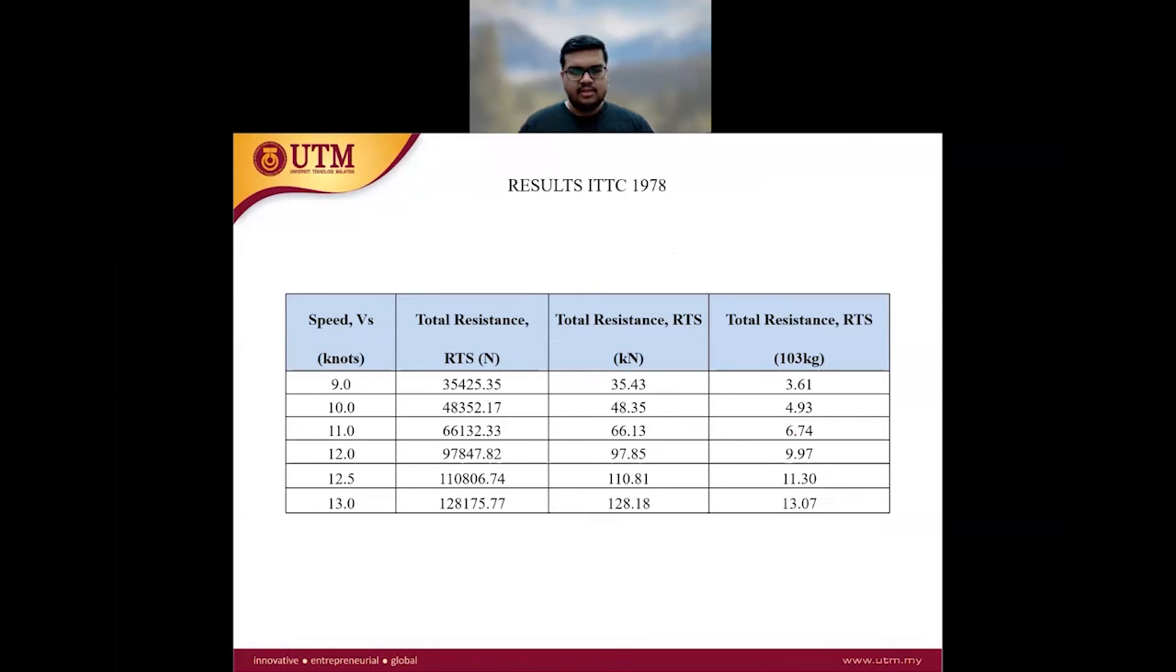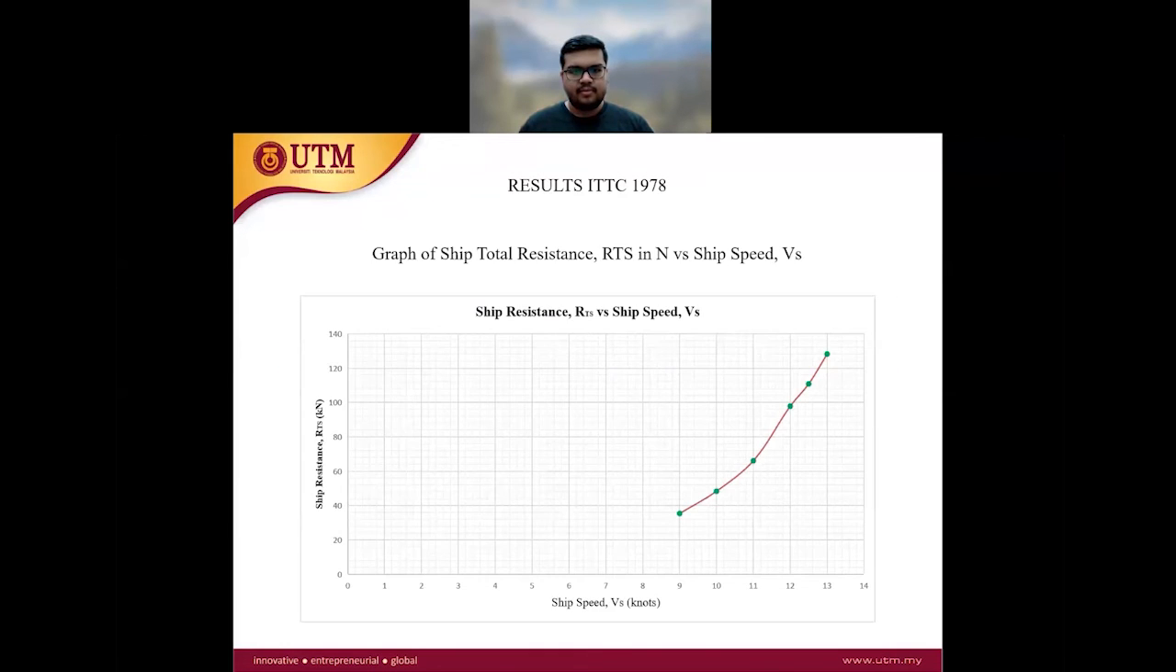So this is the result for ITTC 1978. As we can see here, the total resistance is in Newton, kilonewton, and kilogram. So this is the graph of ship total resistance versus ship speed. The pattern is also the same here. As the ship speed increases, the ship resistance will also increase.